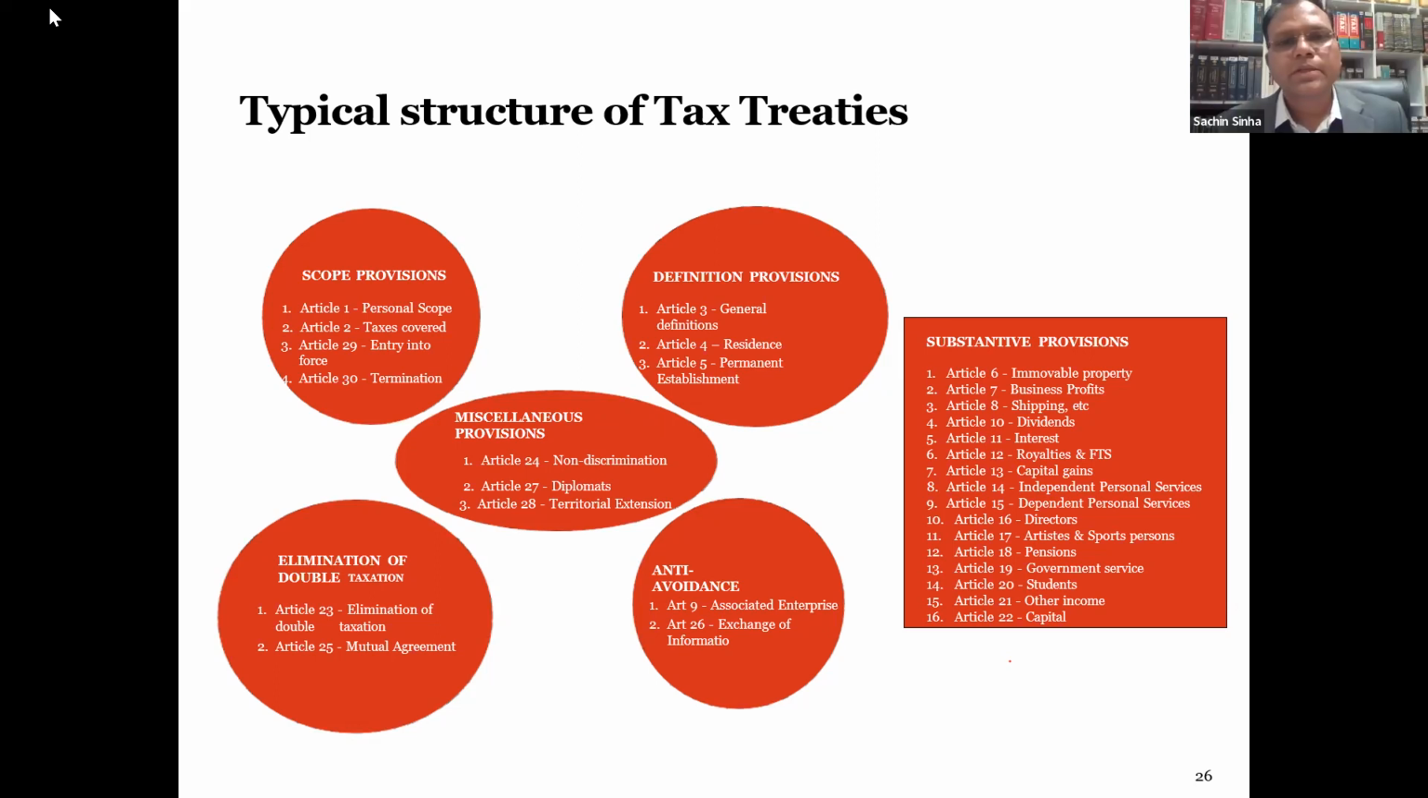So Amit sir is asking, what is the crux of obtaining TRC and TDS on income to non-resident? Geetika, over to you. Yeah, okay.